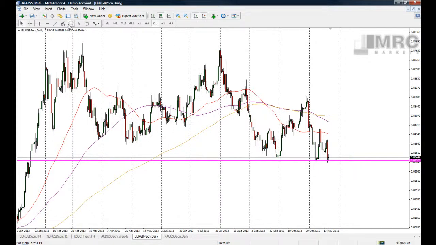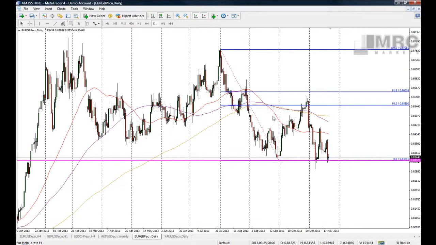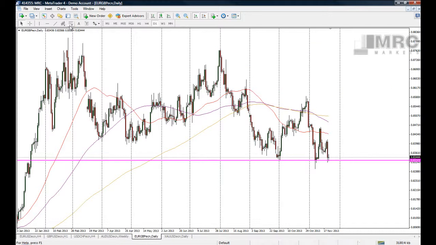And in terms of fibs, we spoke about this last time. This nice sell setup that got sold off in between 50% and 61.8% retracement. Sellers brought that back down but couldn't quite take out and close below those lows.